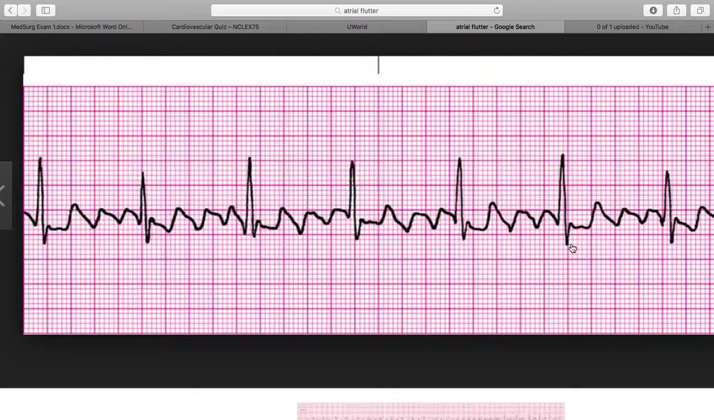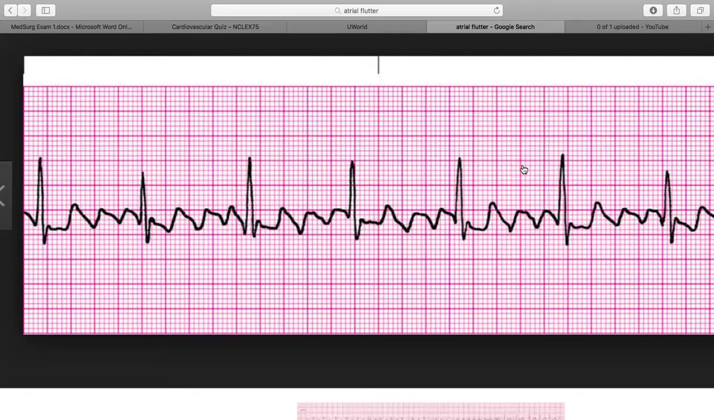And remember, our PR interval needs to be between 0.12 to 0.20, and our QRS interval needs to be 0.04 to 0.12. And I see that it is normal. Again, every box is 0.04. That's the measurement of each box.